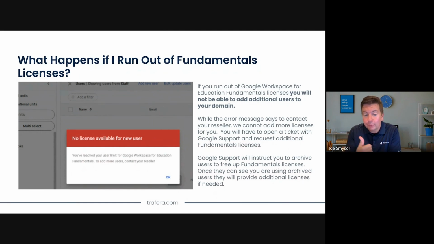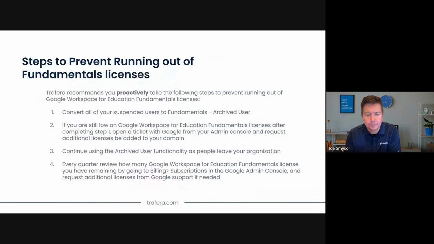It's going to be critical moving forward that you monitor your license usage, particularly as you adjust to these changes or as you add students and staff over the summer, or if you're expecting to grow significantly. Google will instruct you to first free up licenses using the archive user licenses or Gmail only licenses. And then once they see that you are successfully managing these licenses using the different license types in your organization, they will then review and provide additional licenses as needed.